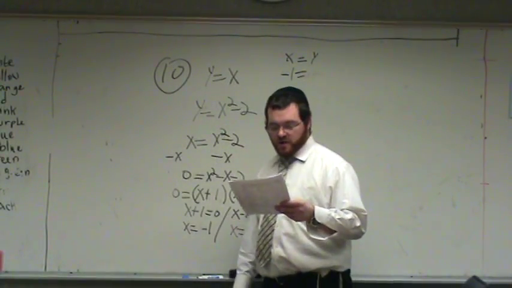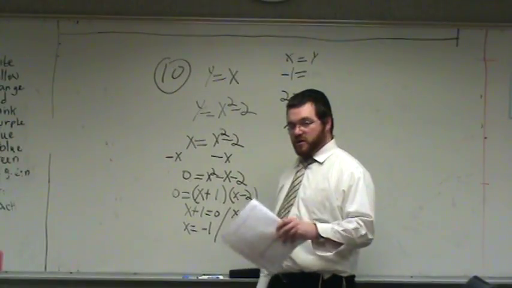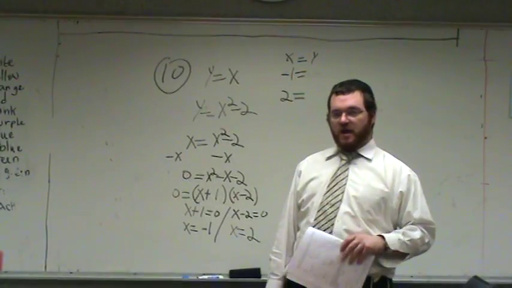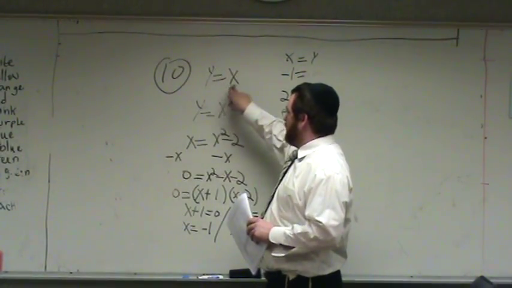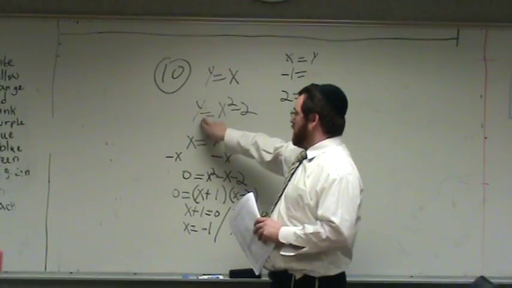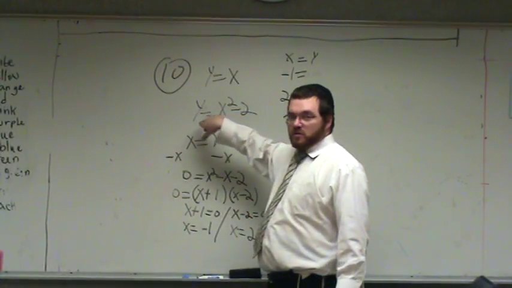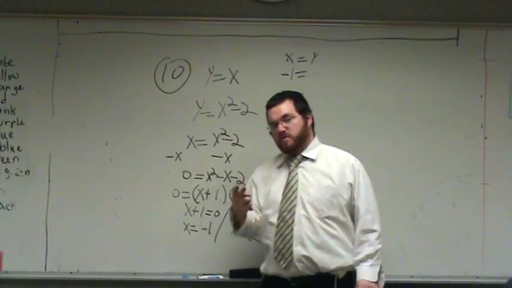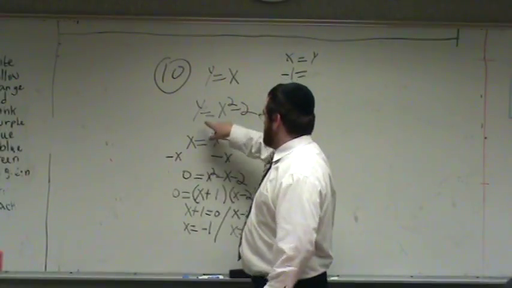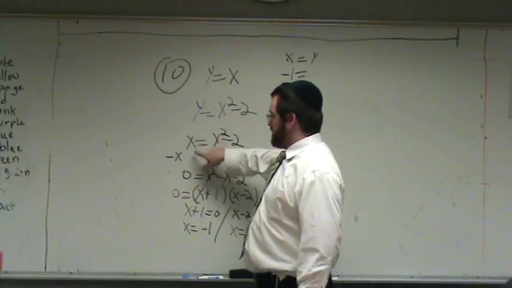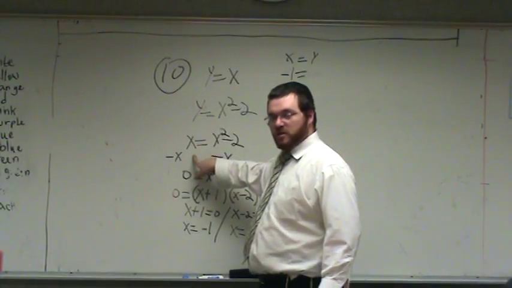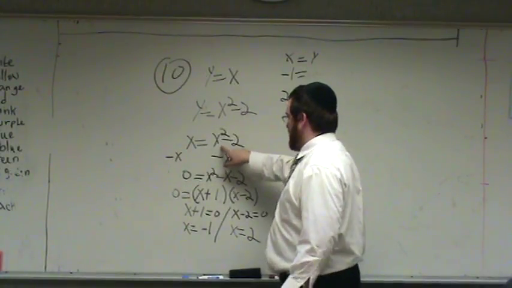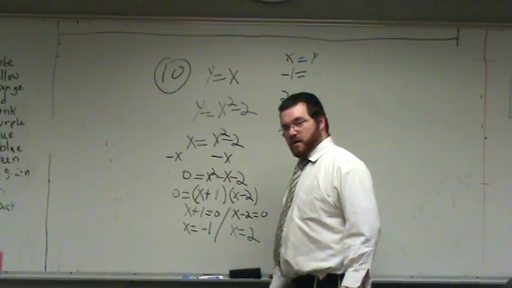Question 10. Which ordered pair is a solution to the system of equations x equals y and y equals x squared minus 2? Well, if x equals y and y equals x squared minus 2, but you know that y is equal to x, so you don't have to deal anymore with two variables. Now you could deal with just one variable. Since y equals x, put in x instead of y, because it's the same thing. So instead of y equals x squared minus 2, how do we solve this?